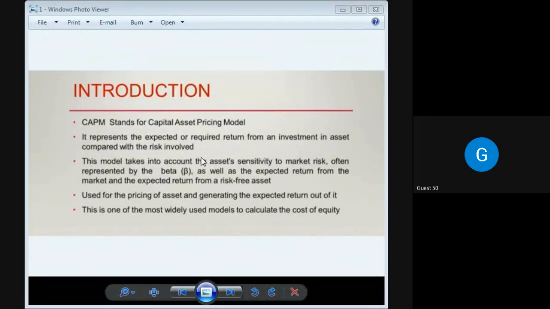So remember that when we use the capital asset pricing model, basically we calculate the cost of equity, we expect the required return from an investment, and we also identify the risk involved with the help of the formula of the capital asset pricing model.